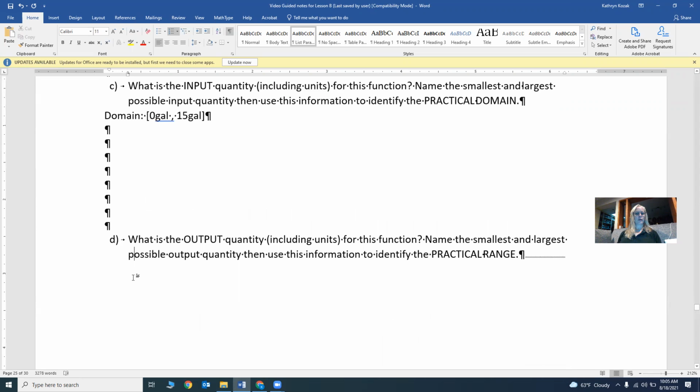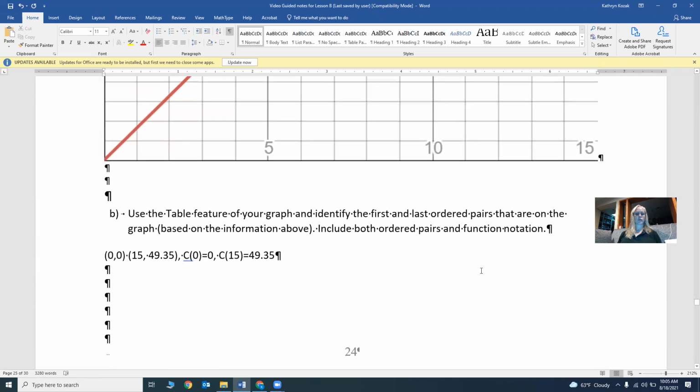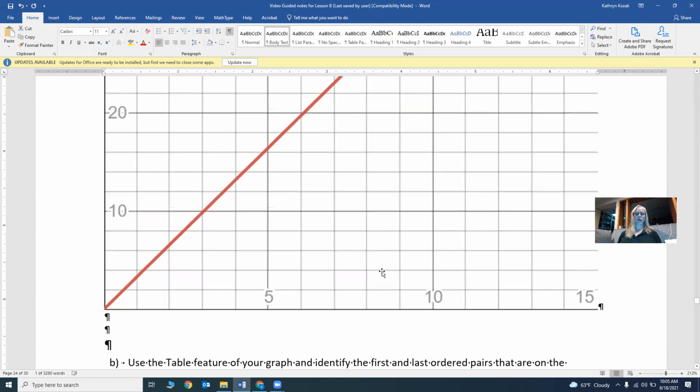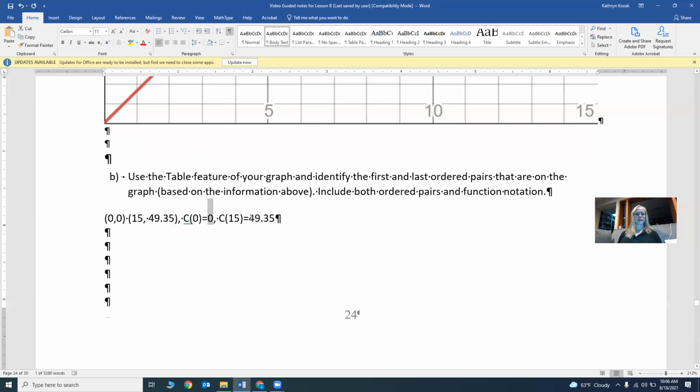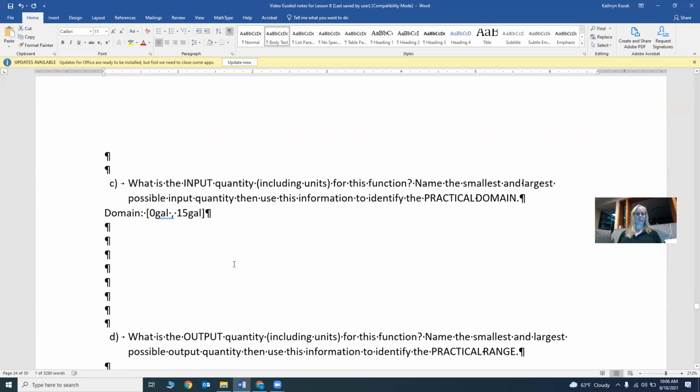Now we're going to get the possible output. The possible output again is what the y's go between. And so my possible range is going to be, again, starting at my $0, because we're only starting at 0 as my output. My output starts at 0. Notice it started here at 0. And it goes all the way up to this upper value, which is the y value of the 15. So it goes from 0 to 49.35.